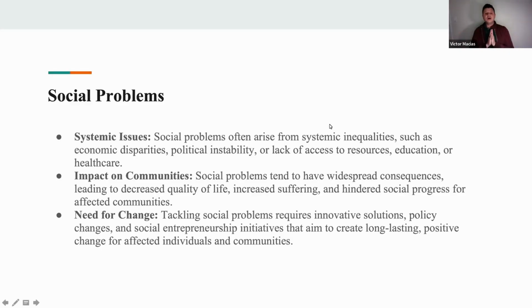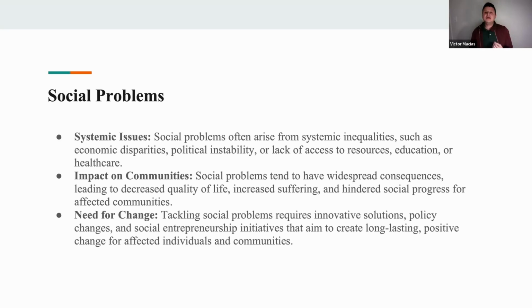So an example of social problems is systemic issues, right? We talk about economic disparities, poverty, lack of access to resources, education, and those problems impact communities, right? They have widespread consequences, especially if nothing's done about them. You get a decreased quality of life, you get suffering, you get hindered social progress. And what that creates is a need for change.